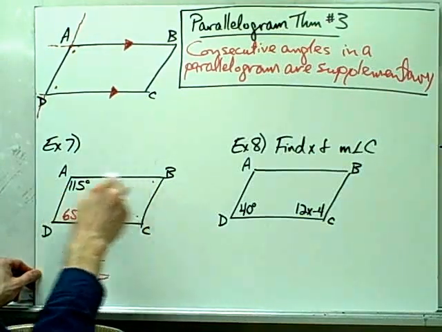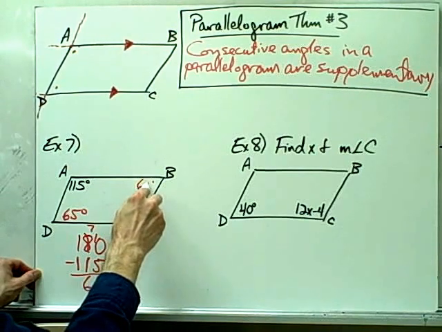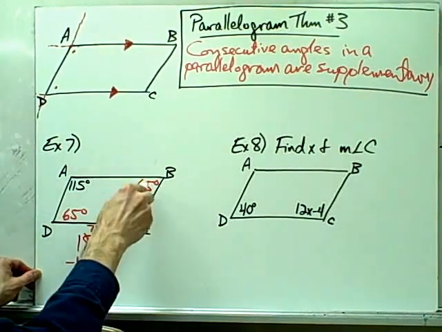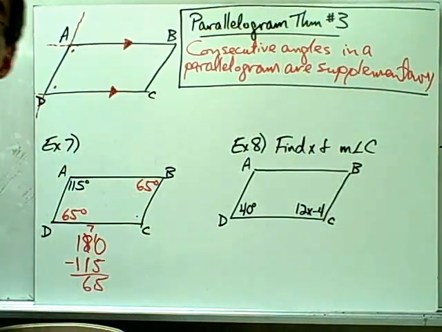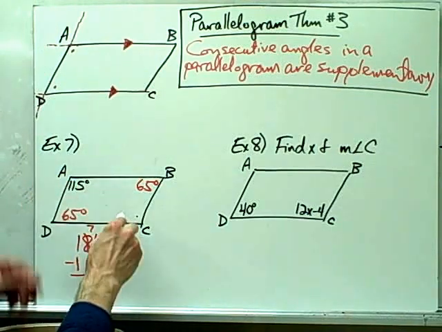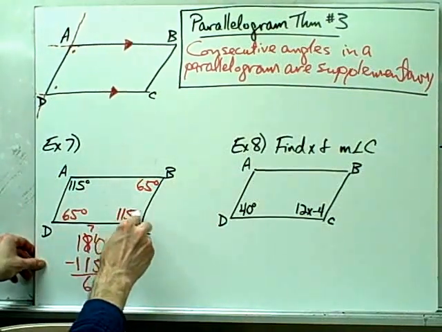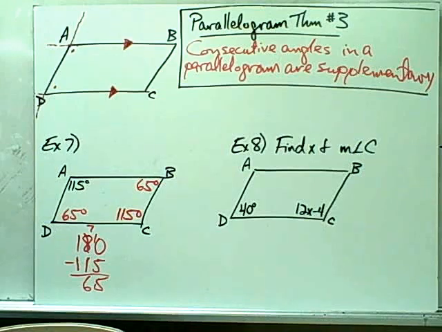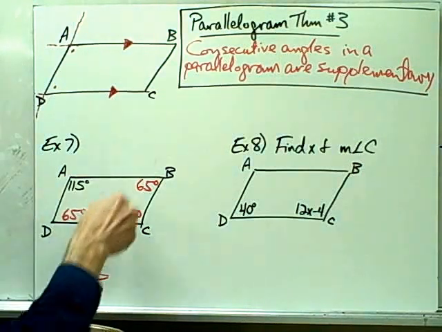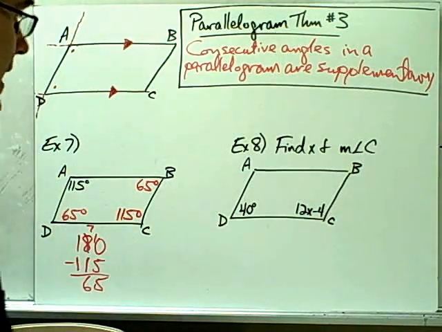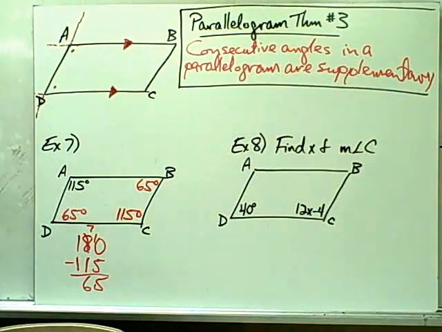Angle A and angle B are also consecutive angles, so this angle must also be 65. Plus, angle B is opposite angle D, so they must be congruent. Angle C is opposite angle A, so I know those two angles must be congruent from parallelogram theorem number 2. And here now I have angles B, angle C, and angle D. Example number 8, find x and the measure of angle C.